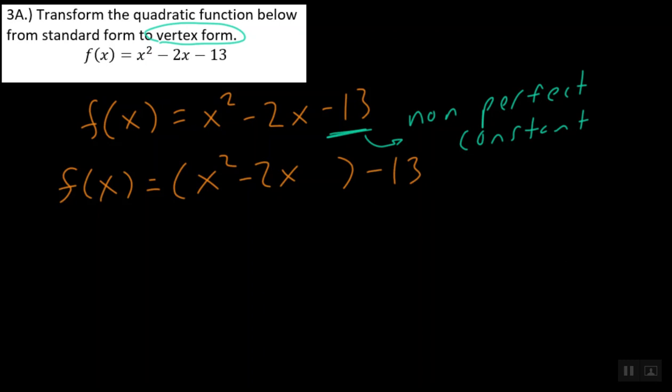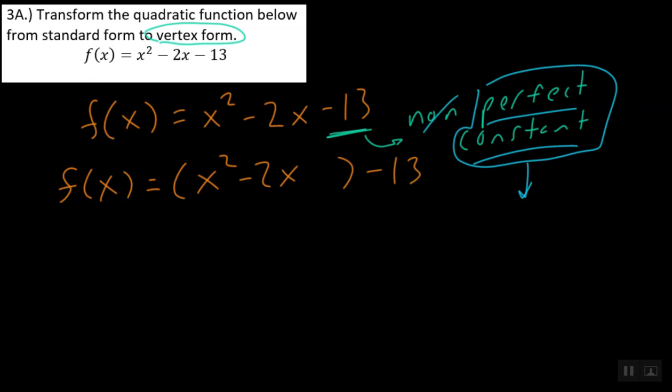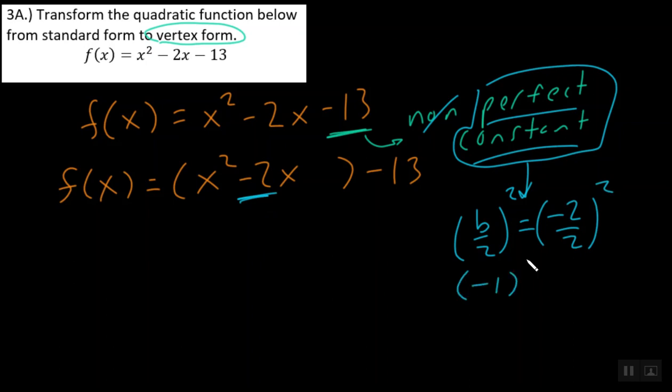Now, what in the world is our trick? Well, we know that our trick for creating a perfect constant is b over 2 squared. Remember, you have to memorize this, b over 2 squared. And what's our b term? Well, our b term is this negative 2. So I have negative 2 over 2 squared. And negative 2 divided by 2 is negative 1 squared. And negative 1 squared really means negative 1 times negative 1. A negative times a negative is a positive 1. So we can write plus 1. And to keep this balanced, the opposite of plus 1 is, of course, minus 1.